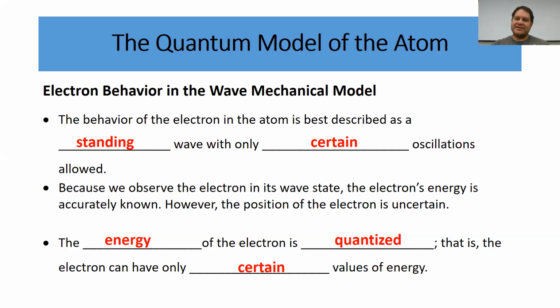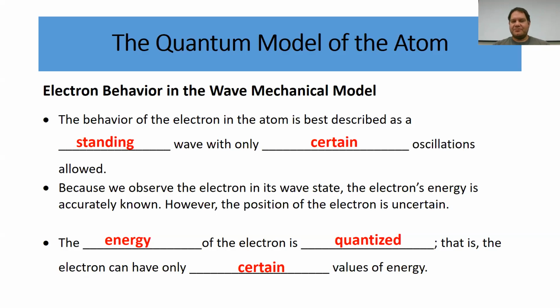So what we have found is we need to start making our measurements of the electron based on its wave state. And so that's what we've kind of done. So we're going to see that the best way to describe the electron in the atom is by thinking of the electron as a wave. And therefore, it's going to be a standing wave with only certain allowed oscillations, as that electron basically is a wave, okay?